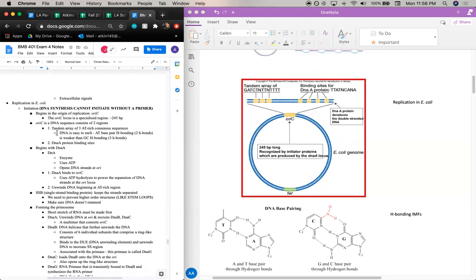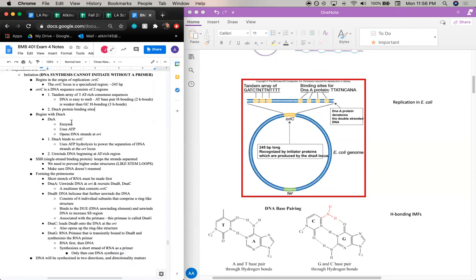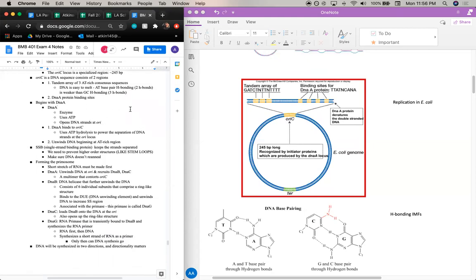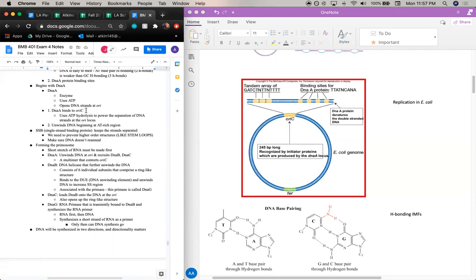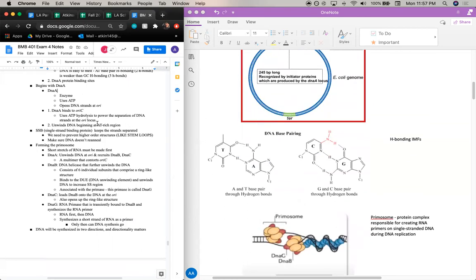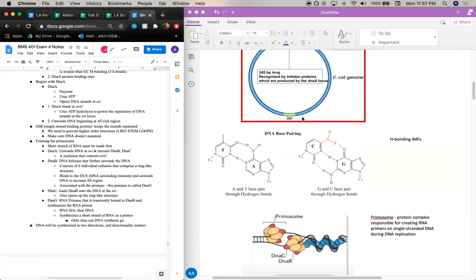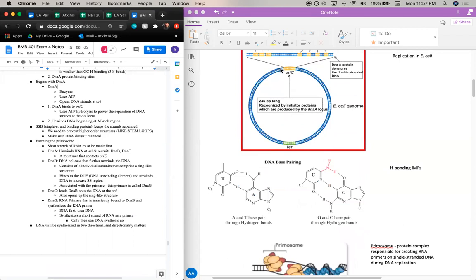Okay, what's also happening in this OriC is a DnaA protein binding site. So eventually DnaA is going to be able to come in here. DnaA is an enzyme and it uses ATP. It opens DNA strands at the origin of replication. So the first thing that's going to happen is DnaA binds to OriC. It uses ATP hydrolysis to power the separation of DNA strands at the OriC locus. Okay, so then that DnaA is going to unwind the DNA beginning at the AT-rich region. So it's going to start unwinding.